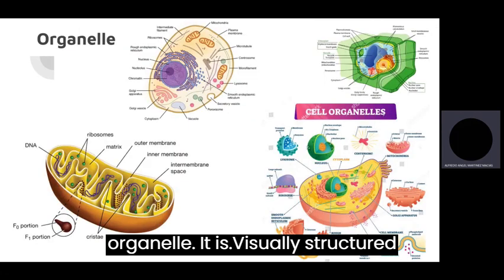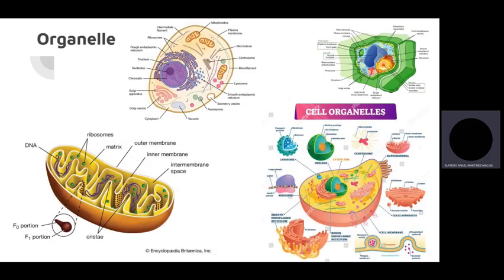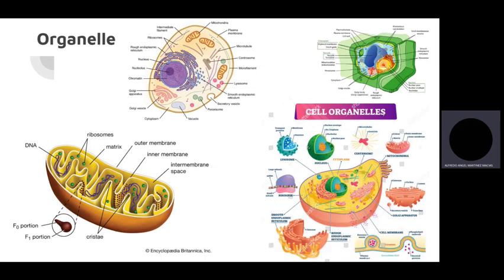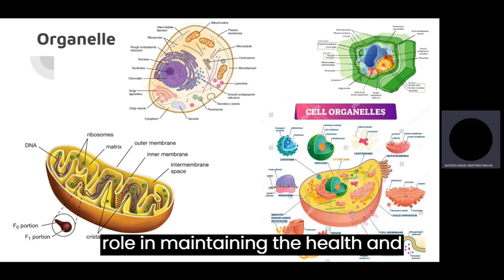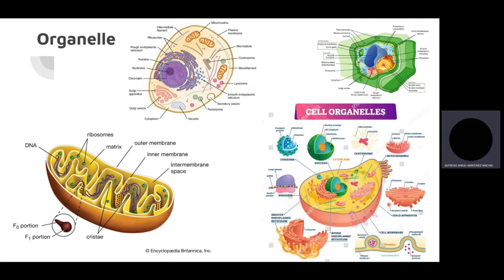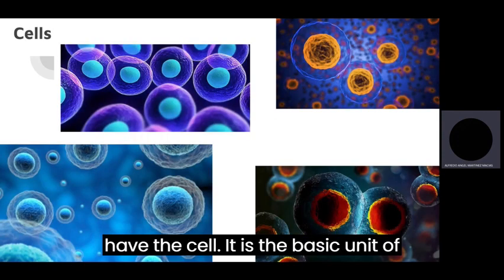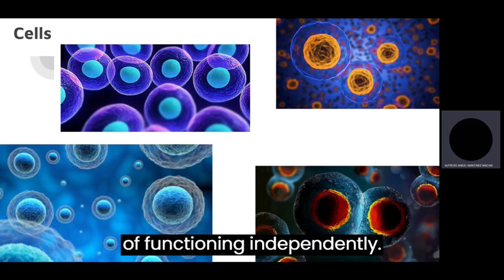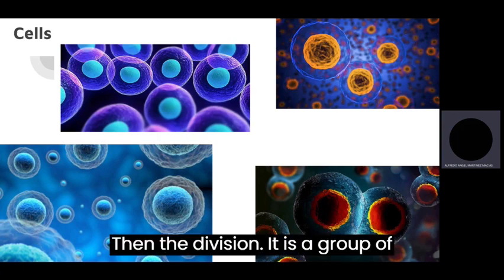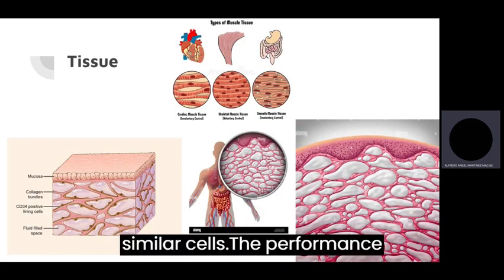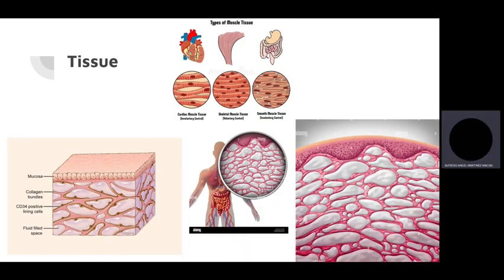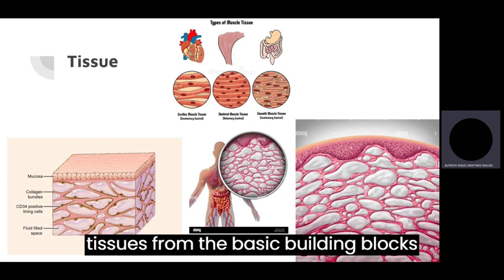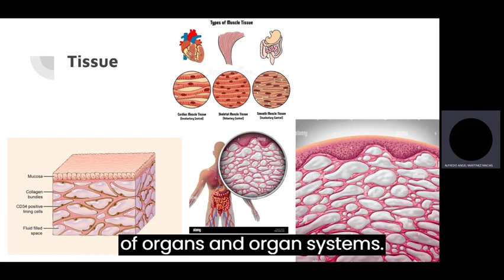Then we have the organelle. It is a specialized structure within a cell that performs a specific function. Each organelle has a specific role in maintaining the health and proper functioning of the cell. Then we have the cell. It is the basic unit of life and the smallest structure capable of functioning independently. Then the tissue. It is a group of similar cells that perform a specific function in an organism. Tissues form the basic building blocks of organs and organ systems.